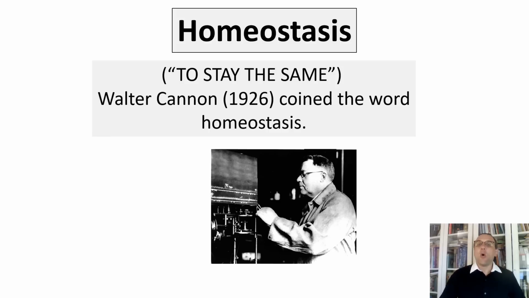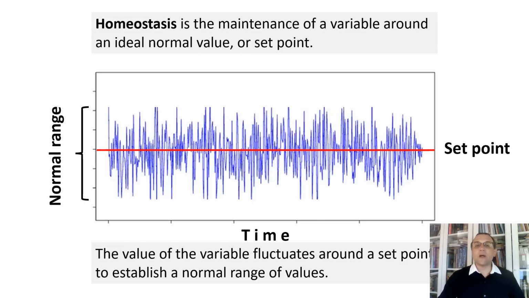Homeostasis is a tendency of a system, especially the physiological system of higher animals, to maintain internal stability owing to the coordinated response of its parts to any situation or stimulus tending to disturb its normal condition or function. In other words, homeostasis is the maintenance of a variable around an ideal normal value or set point. The value of the variable fluctuates around the point to establish a normal range of values.